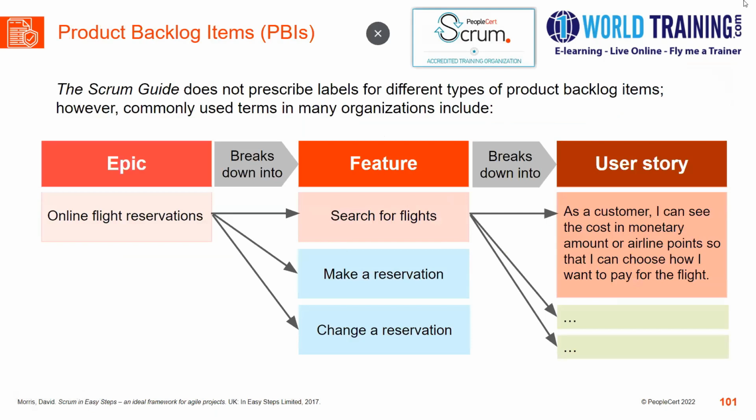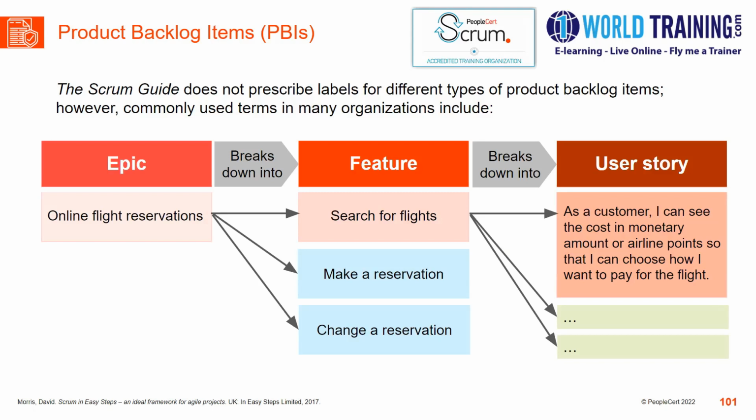Now, product backlog items, which is PBI. The Scrum Guide does not prescribe any label for different types of product backlog items. However, there are commonly used ways by which you define your product backlog items. The foremost is the epic. The epic is at the top level. For example, if you think of doing an online flight reservation, that is the epic.